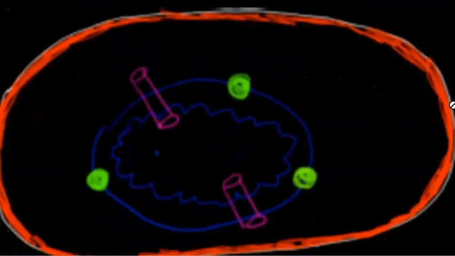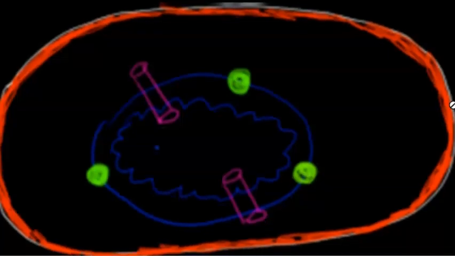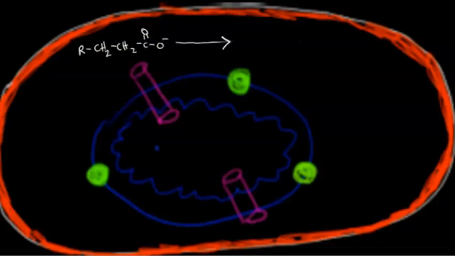So let's blow up the cell and let's look at what happens right over here. We have the cytoplasm over here, and we have the mitochondria right over here. We have the outer mitochondrial membrane, the intermembrane space, the inner mitochondrial membrane, and the mitochondrial matrix. Here is the fatty acid with the negatively charged carboxyl end. It already got inside of the cell.